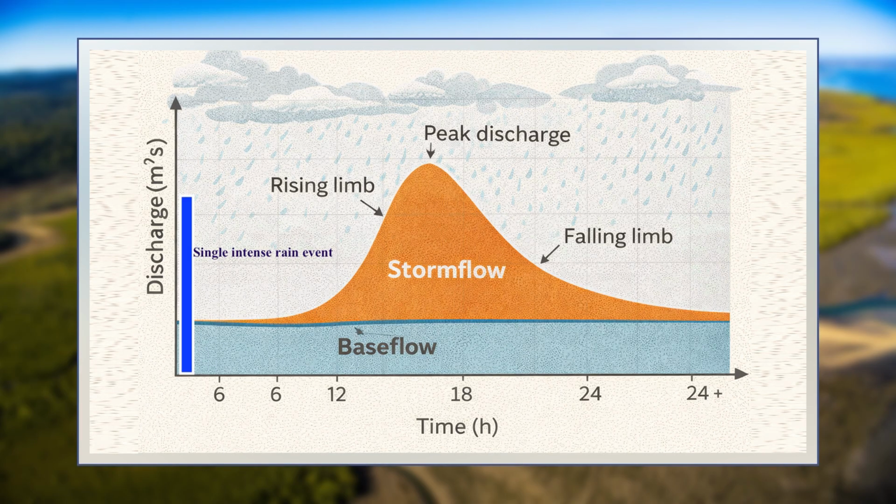A storm hydrograph is simply a discharge graph of a stream generated by a single rainfall event. It visualizes how a specific river catchment responds to rainfall input over time. It serves as a vital diagnostic tool in hydrology.